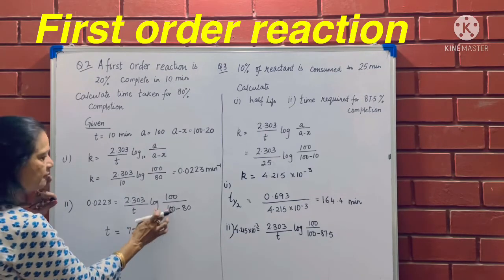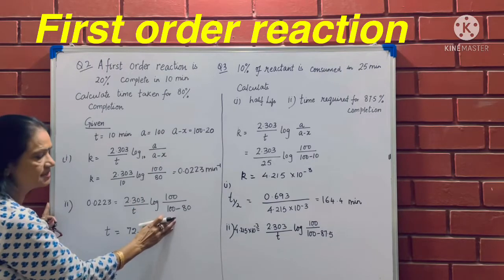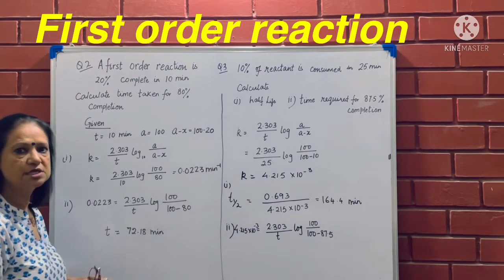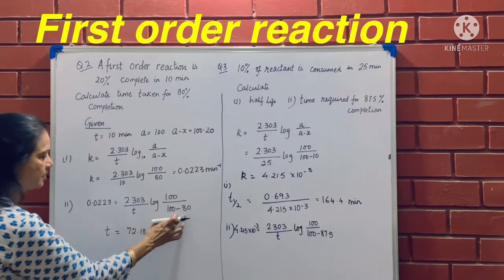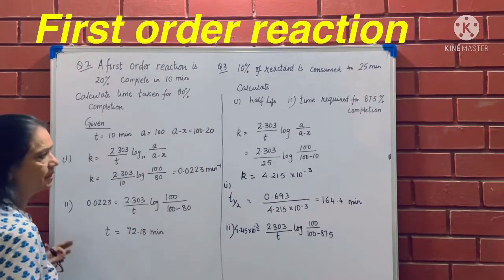So 100 upon 100 minus 80. 80% complete, 20% is left. A minus X, you remember, was the amount left. So 100 minus 80. Now time is coming to 72.18 minutes.